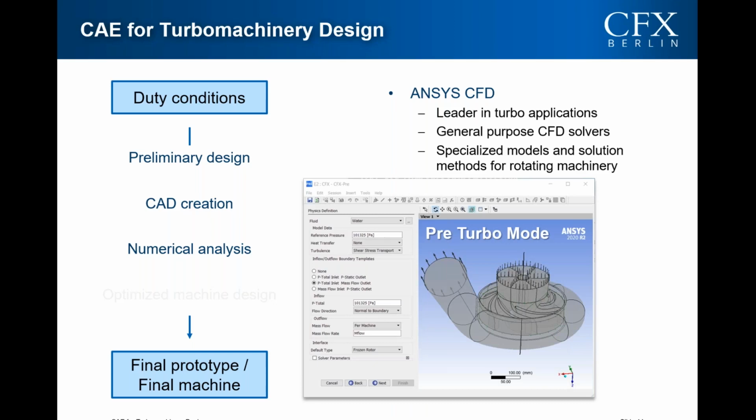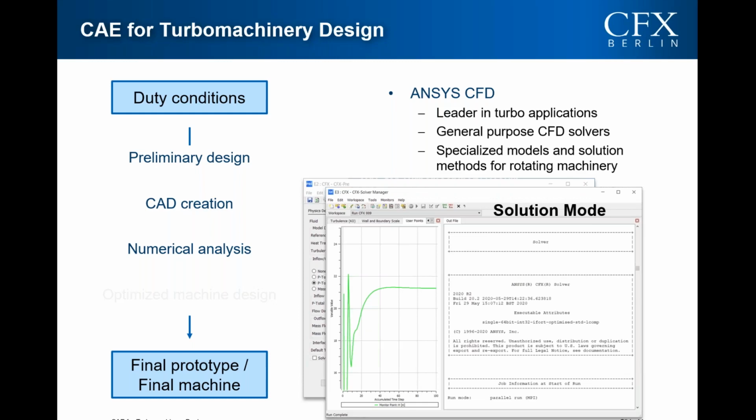So how does it work? First, we set up the case using the Turbo mode, which guides us through the specification of physics and offers typical boundary condition combinations. Next, we start the solution process. This can be on our local computer or on a dedicated compute cluster in our network, or even in the cloud.